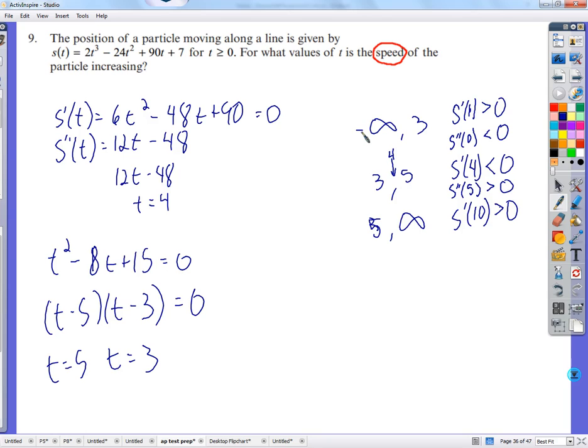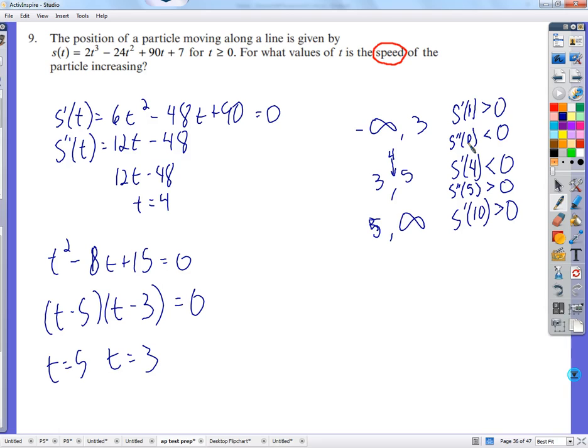So from negative infinity to 3, our velocity is positive, but our acceleration is negative. If our velocity is positive but our acceleration is negative, are we speeding up or slowing down? We're slowing down. That's from negative infinity to 3. But from 3 to 4, our velocity is negative and our acceleration is negative. Does that make sense?